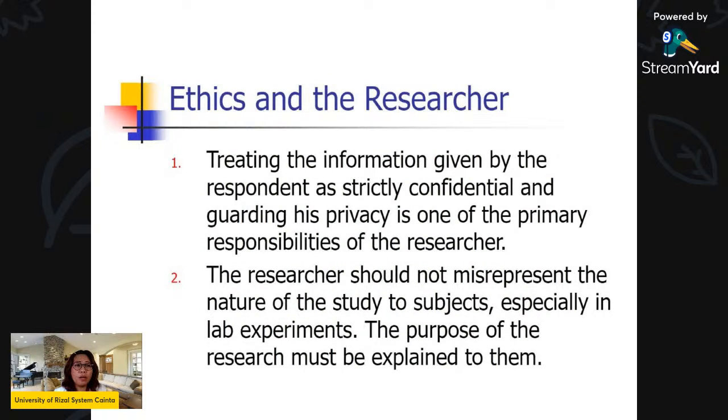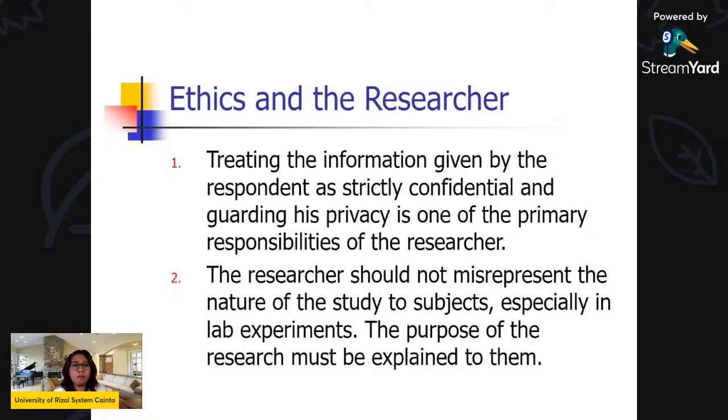Ethics of the researcher number one is treating the information given by the respondents as strictly confidential. Guarding this privacy is one of the primary responsibilities of the researcher. Bakit po? Kasi confidential nga yun. Data yun eh. Okay, hindi lahat ng data ay pwede mong i-disclose. Okay, at kung may mga respondents, kayo ang mananagot kapag ito ay na-disclose.